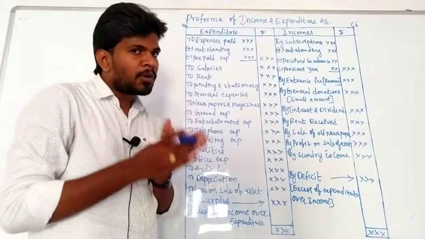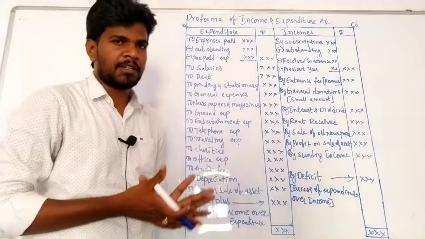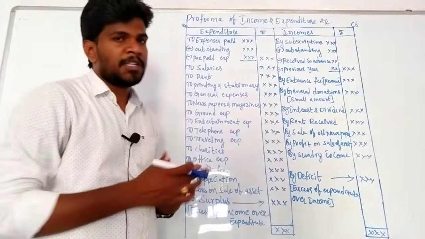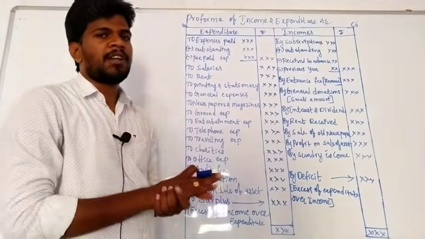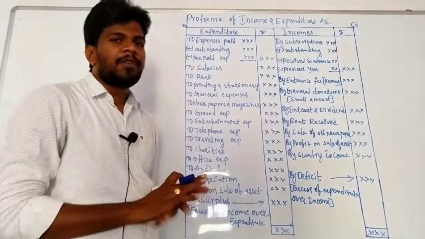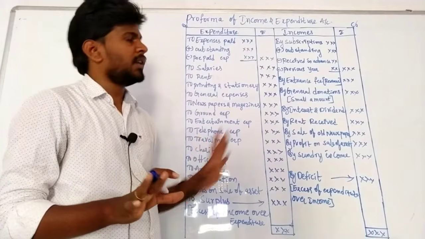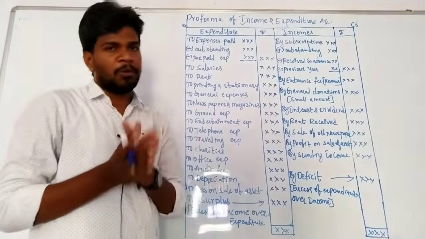Before knowing preparation of income and expenditure account, we must know the proforma of income and expenditure account. It is nothing but a profit and loss account. Same like a profit and loss account, we have to prepare income and expenditure account. Here, income and expenditure account follows the nominal account rule.